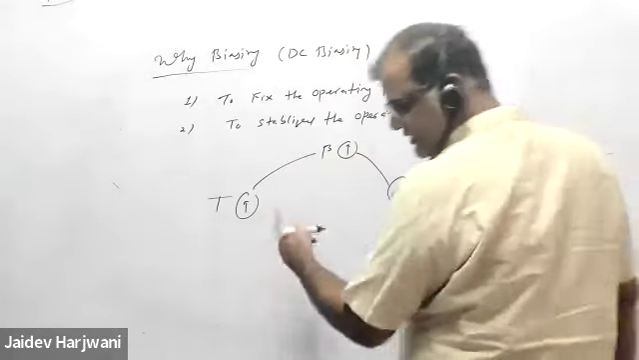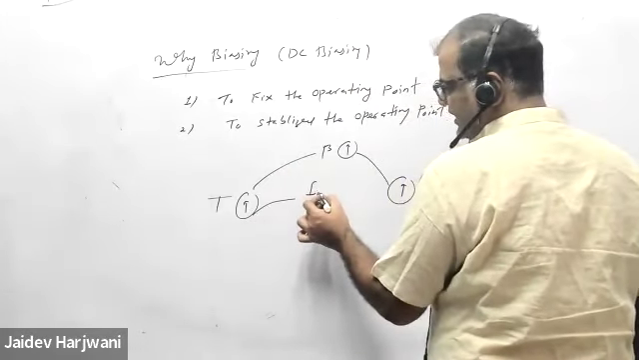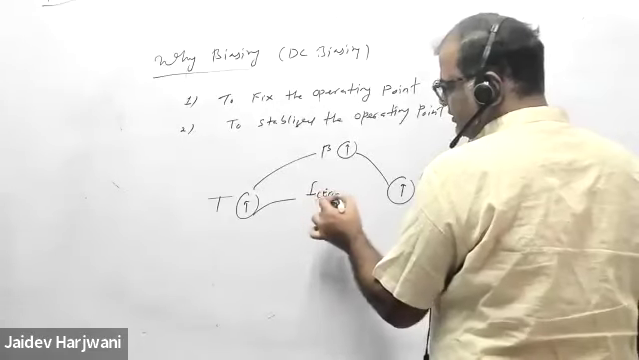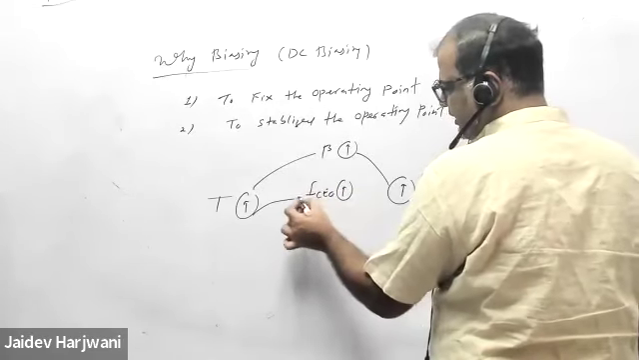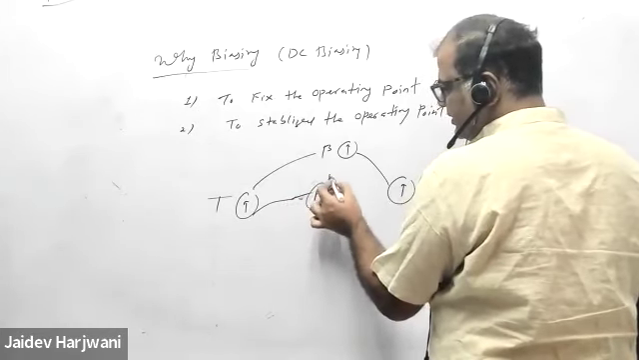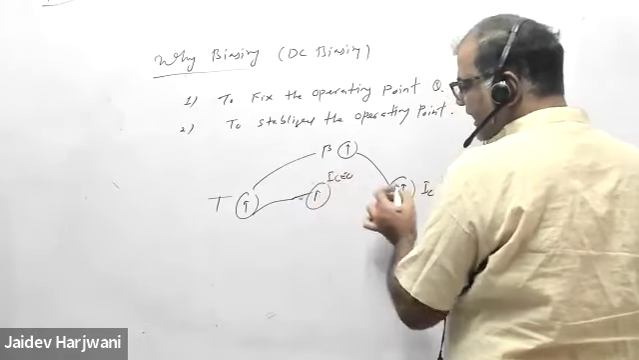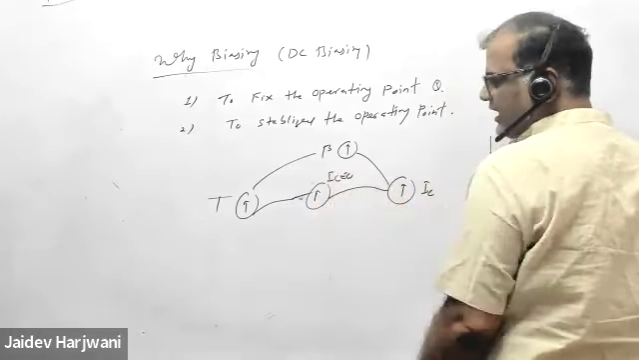Similarly, if temperature increases, your reverse saturation current ICO is also temperature dependent. That also increases. ICO also increases with temperature, and ICO gets added up in the IC, so it also increases the IC.